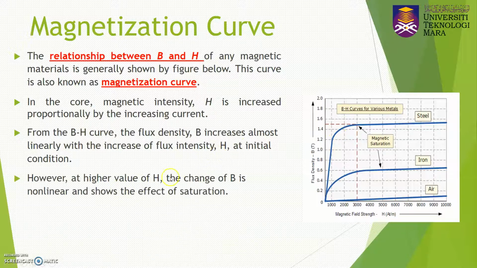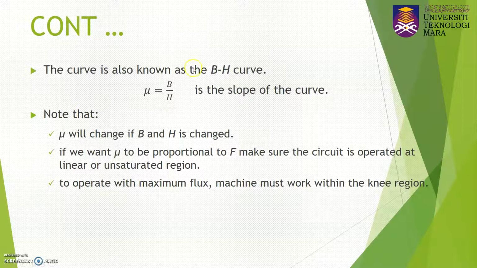However, whenever H becomes higher, the change of B becomes nonlinear and shows the effect of saturation. Here is where we call the saturation area. Here is the linear area, and here we call it the knee, the knee area. The curve is also known as the BH curve, where the slope of the curve is given by mu. Mu, the permeability, is equal to B divided by H. Just take note that mu will change if B and H change.